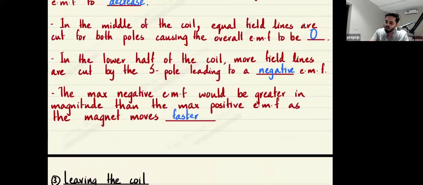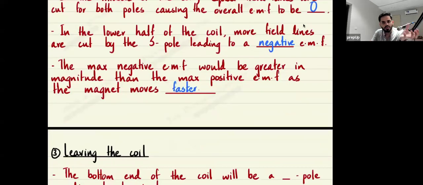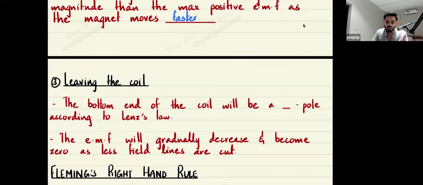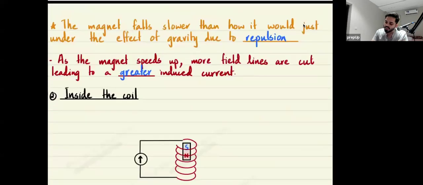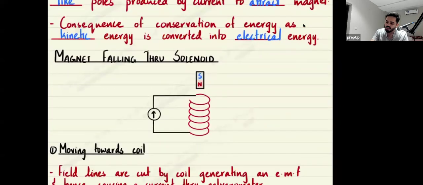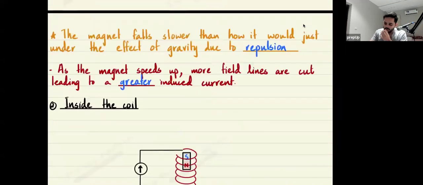What about leaving the coil now? So when it's leaving the coil, it's kind of the reverse of how it was when it was entering the coil. So now the magnet is going to be here and this is going to be south. So which end should the coil be? Again, it's going to oppose the movement. So it must be north to attract the magnet and to prevent it from falling. So the bottom end is now going to be a north pole.